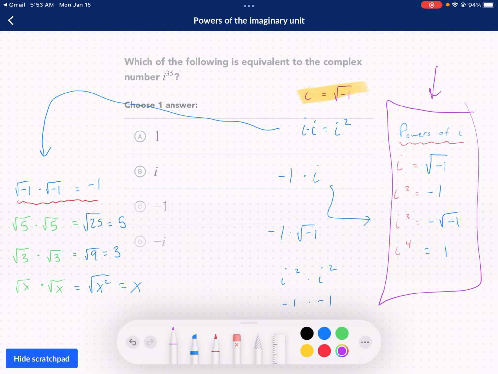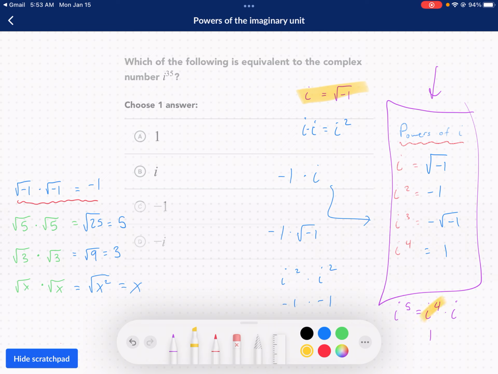All right, now we're going to get into the actual problem, which is, what is i to the 35th power? Well, if you notice, if we go up to i to the 5th power, that's essentially i to the 4th power times i. Well, we know i to the 4th is just 1. That's your key.